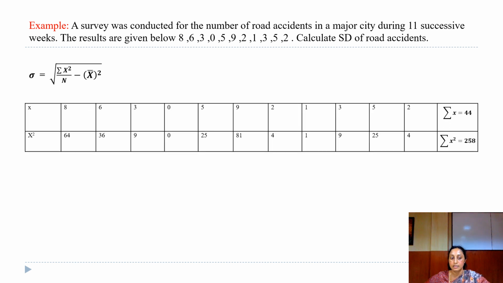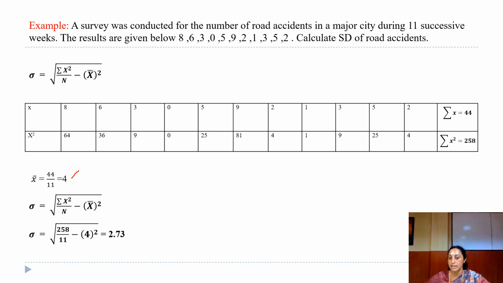So let us construct a table. X is the given data, that is the number of road accidents. Then we shall also find x square. As we know, square of 8 is 64, square of 6 is 36. Similarly, let us find the square of each data value, and then take the sum of the values. Then we use the formula x bar, that is the mean, is equal to the total of the observations divided by the number of observations. We get this as equal to 4. That means the average number of road accidents is 4.